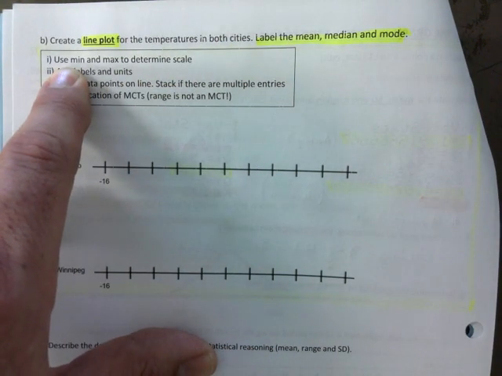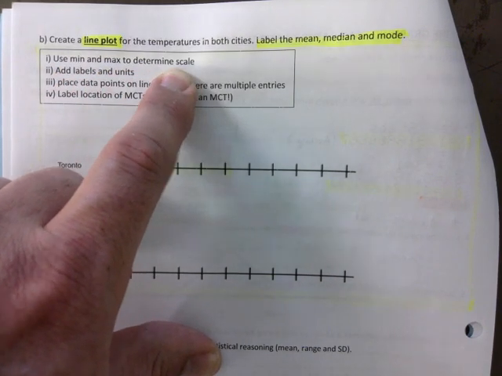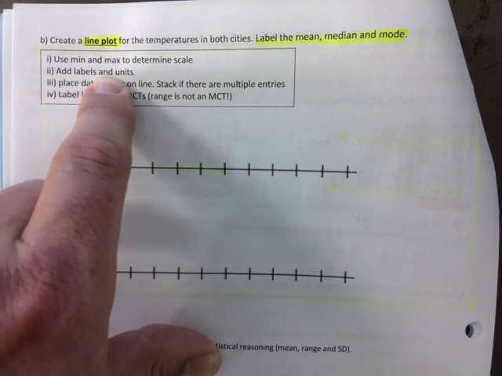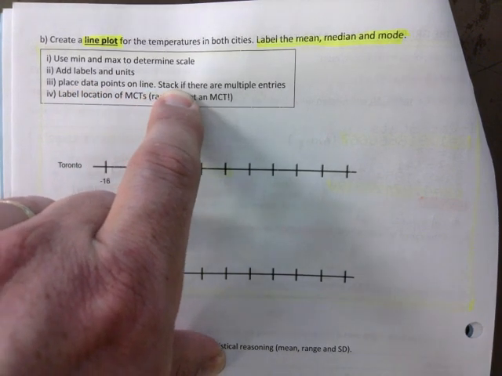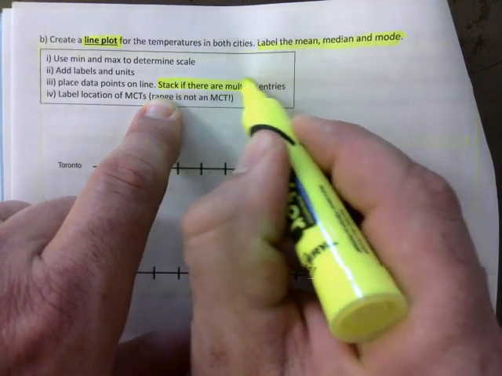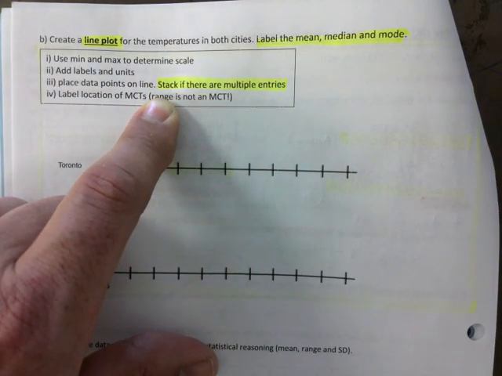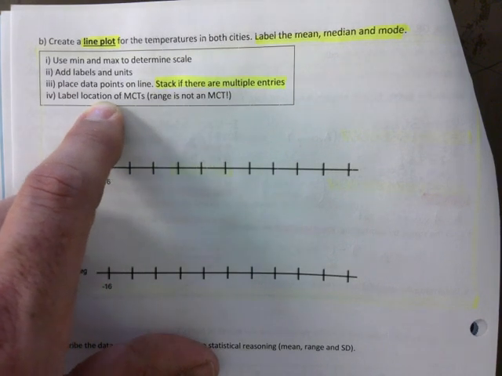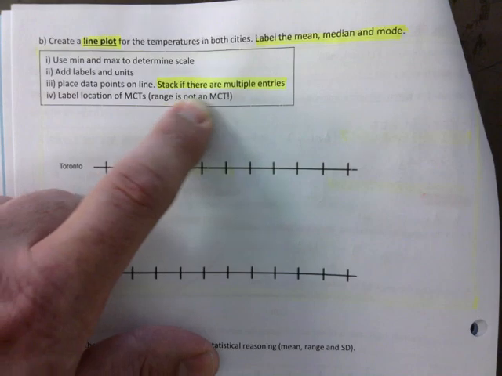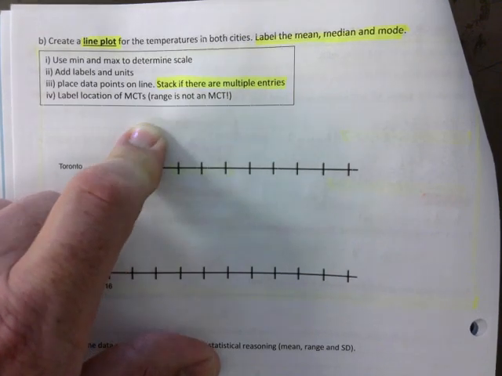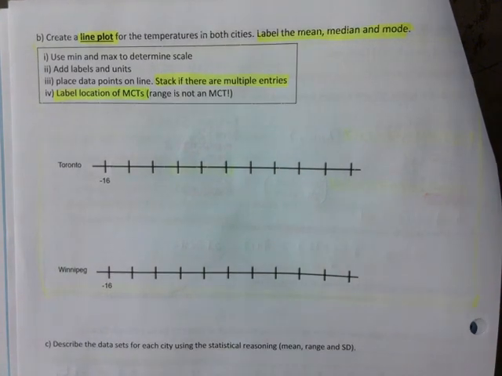Some guidelines. Use the min and the max to determine the scale. Add labels and units. Place data points on the line. Stack if there are multiple entries. We stack them. You can put X's or dots. I like dots, right? Label the location of the MCTs. Range is not an MCT, remember that. Label your MCTs. So we'll do that.